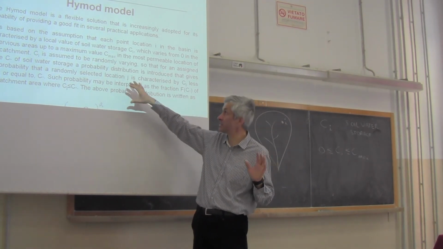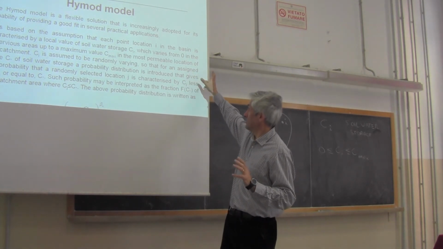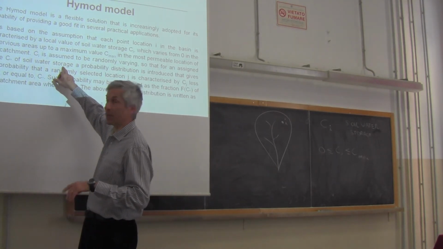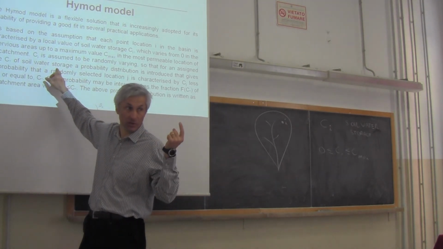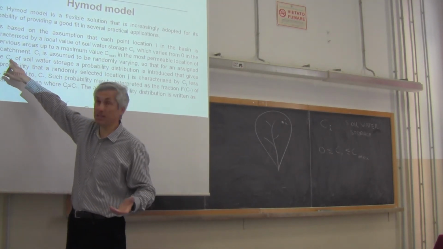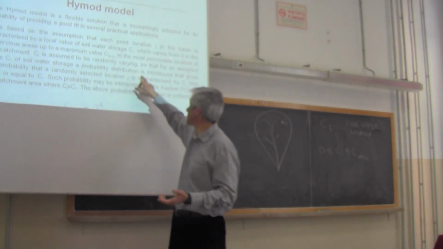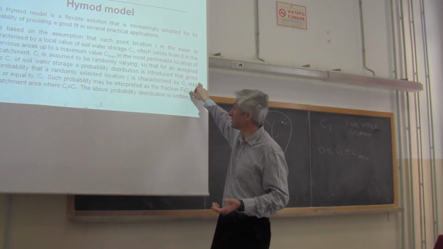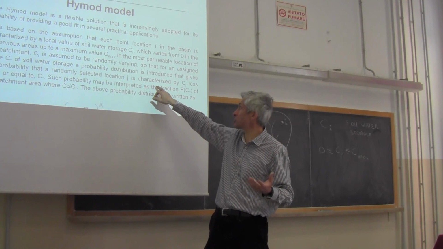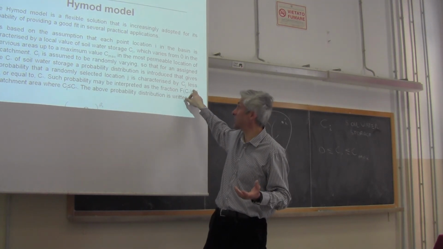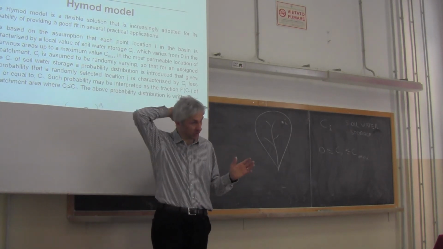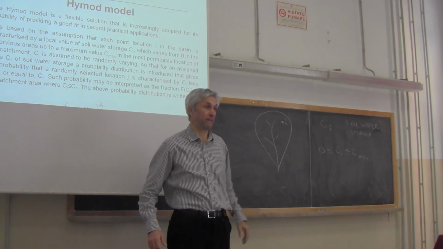Let's read it. So, for an assigned value, C star, of soil water storage, and I assumed 0 in order to be clearer, but we can take any assigned C star value, a probability distribution is introduced that gives the probability, the frequency, that a randomly selected location j is characterized by Cj less than or equal to C star. This is precisely the example that I made by referring to 0.